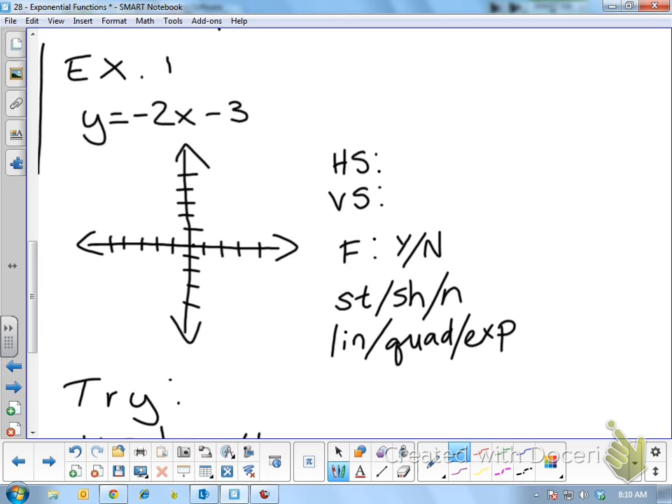So Kyle was the first one to notice which number tells us our vertical shift. Of the two numbers written there, which one changed when we dragged our graph up and down? The negative 3. So that is our vertical shift, and when we went down, it was negative. When we went up, it was positive. So this number tells us our vertical shift, and it tells us to go down 3.